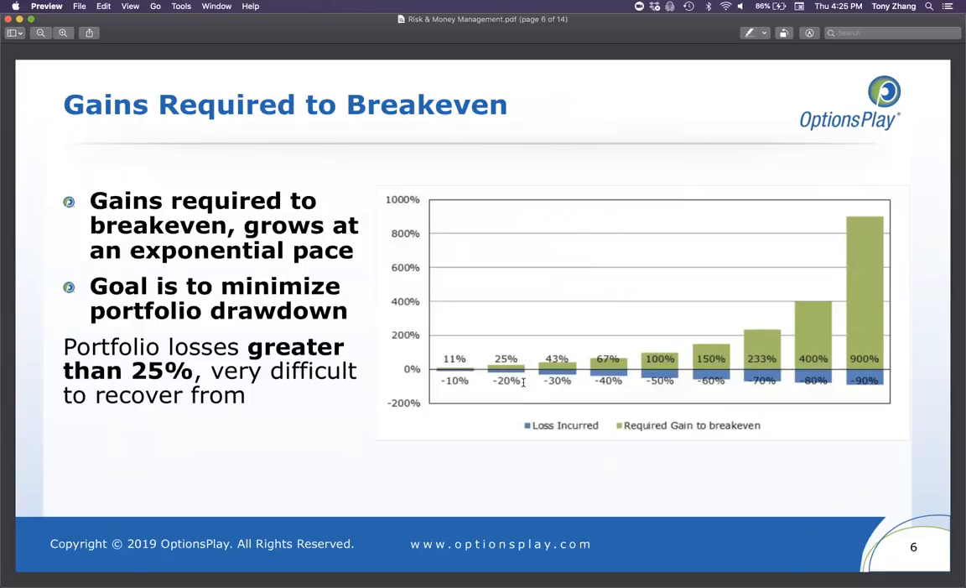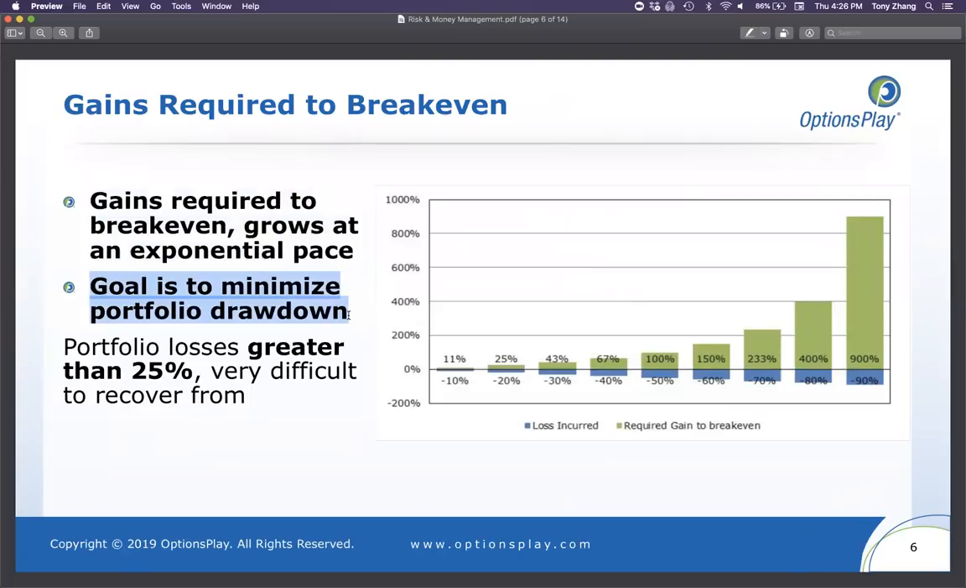At a 20% loss, I need a 25% gain to get to break even. And as you have larger and larger losses, as you get closer to 100%, the gains that you need effectively approach infinity. If you lose 50% of your portfolio, you need a 100% gain just to get back to break even. So basically, what I'm trying to point out here is that the gains required to break even grow at an exponential pace. So it's really important to limit the total loss in your portfolio so that you never have to make this really extreme move just to get back to break even. The goal here is to minimize your portfolio drawdown.